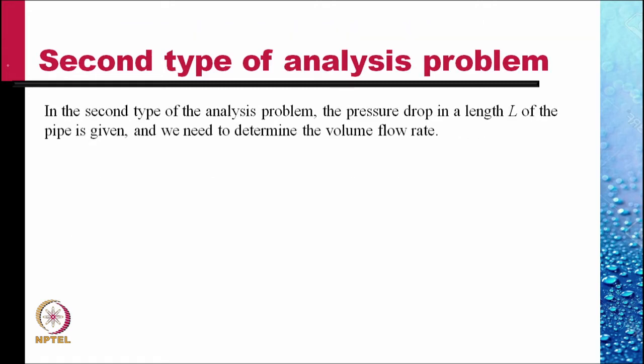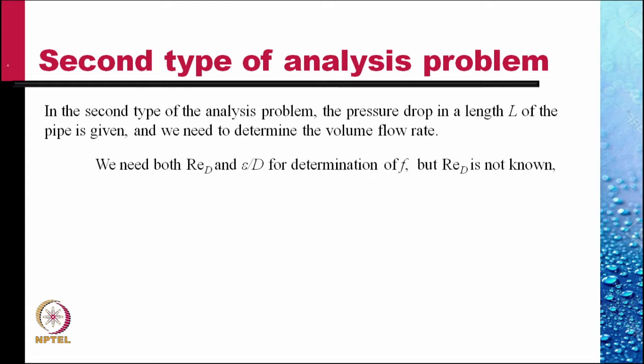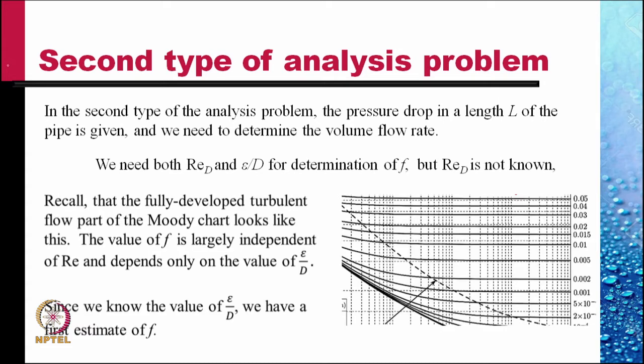In the second type of analysis problem, pressure drop in a length L of the pipe is given and we need to determine the volume flow rate through that pipe. The pipe geometry is also given. But since we do not know the velocity, we cannot calculate Reynolds number. And therefore, we cannot calculate F directly because the Reynolds number is not known.